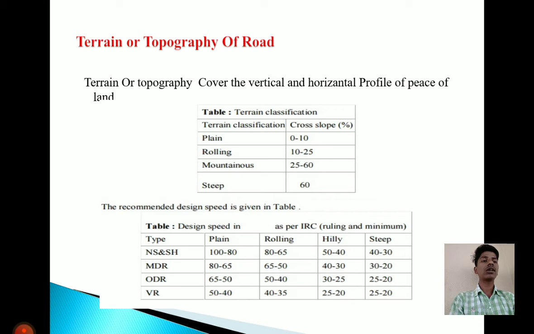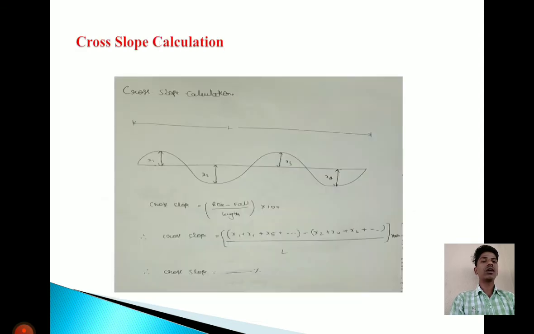How to calculate the cross slope? On what basis can the cross slope be calculated? Let's see. For the cross slope calculation, take one road of length L. The vertical curve has ups and downs. The ups are x1, x3, x5 and so on. The downs are x2, x4, x6 and so on.